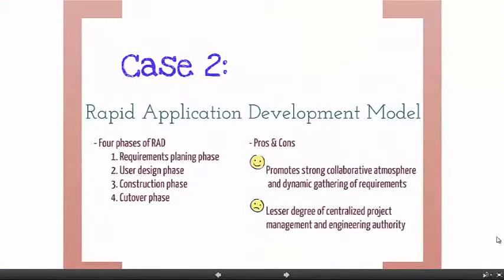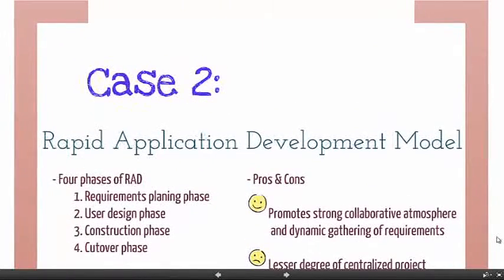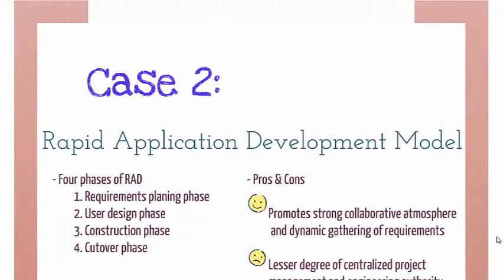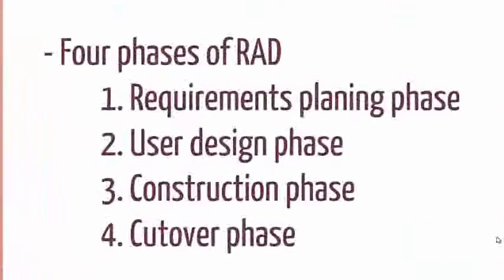Okay, now I'm going to talk about the Rapid Application Development Model. Rapid Application Development, or RAD, is a software development method that uses minimal planning in favor of rapid prototyping. Here, the lack of extensive pre-planning generally allows software to be written much faster, and it makes it easier to change requirements. There are 4 phases of RAD.